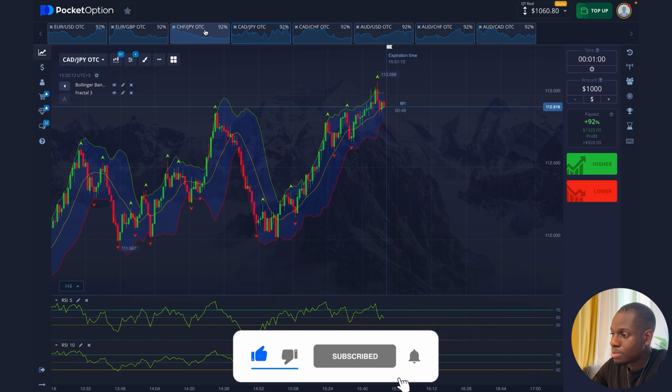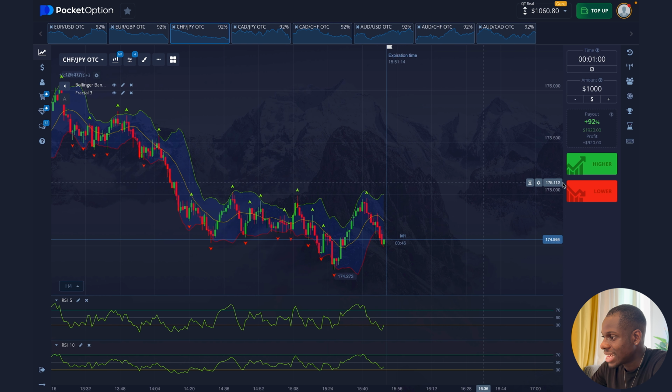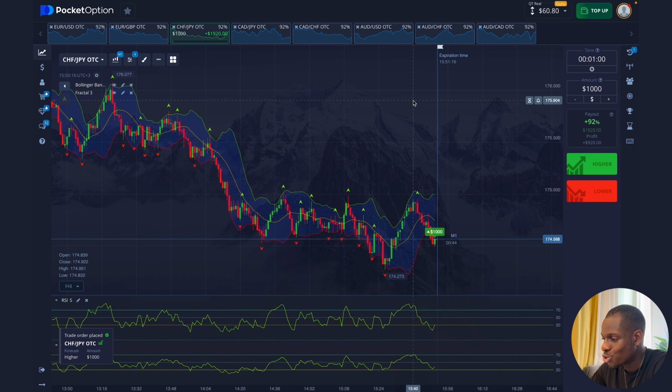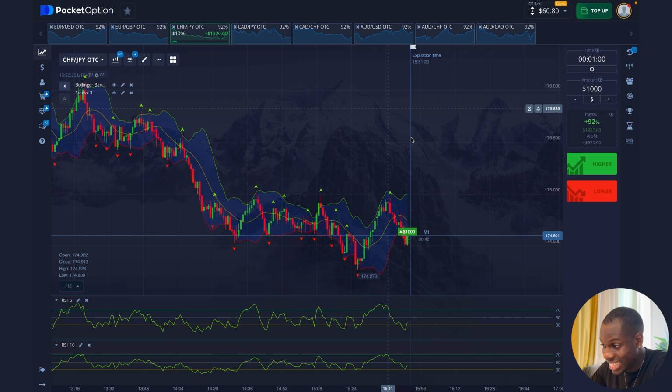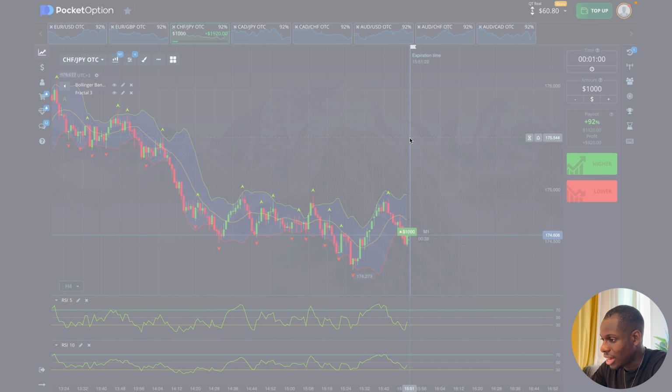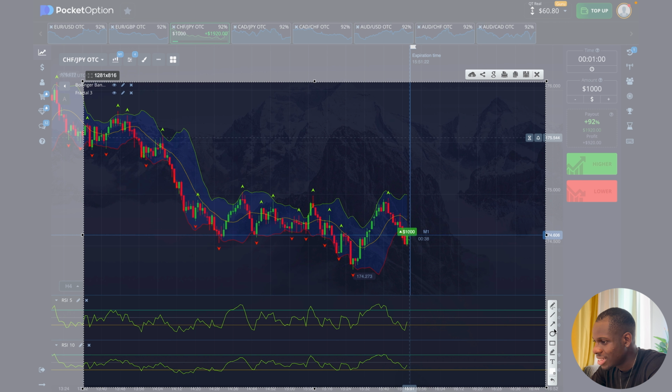This might go against me, but I'm going to try my best to get the highest optimal trade. So I got here for a buy, and this is a decent trade. I'm not going to lie. If it wasn't, I wouldn't have put all my money on it.